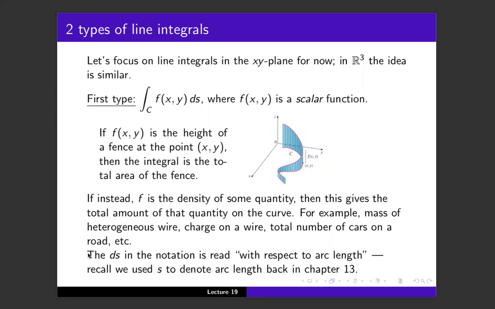Now the ds in the notation for this line integral is read as "with respect to arc length." And that should make a certain amount of sense. Remember that we said we used little s to denote arc length all the way back in chapter 13. So a lot of this stuff is going to start coming full circle now.